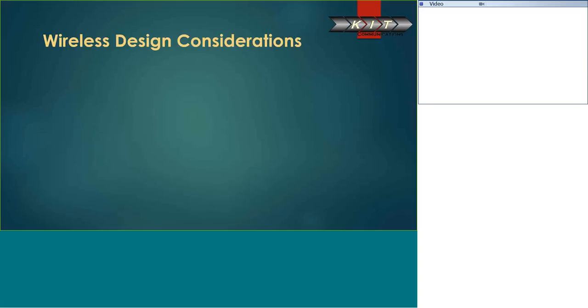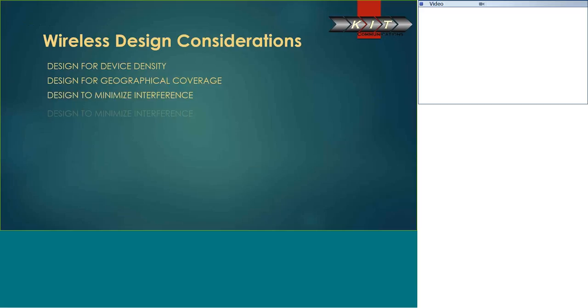Okay, so moving on to wireless design considerations, we're basically going to design for three major components. We're going to design for device density, we're going to design for geographical coverage, and we're going to design to minimize interference.